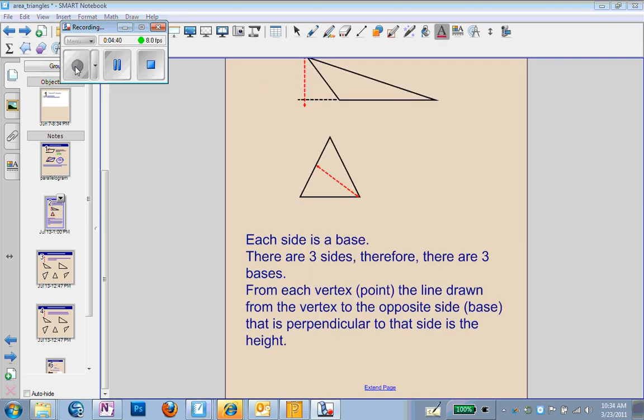Each side is a base. There are three sides, therefore there are three bases. From each vertex or point, the line drawn from the vertex to the opposite side that is perpendicular to that side is the height.